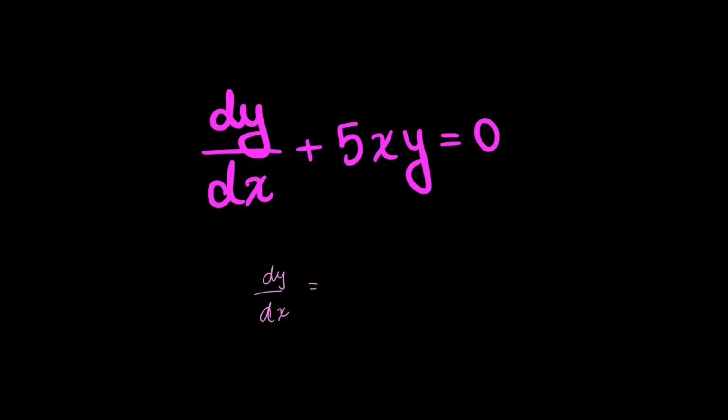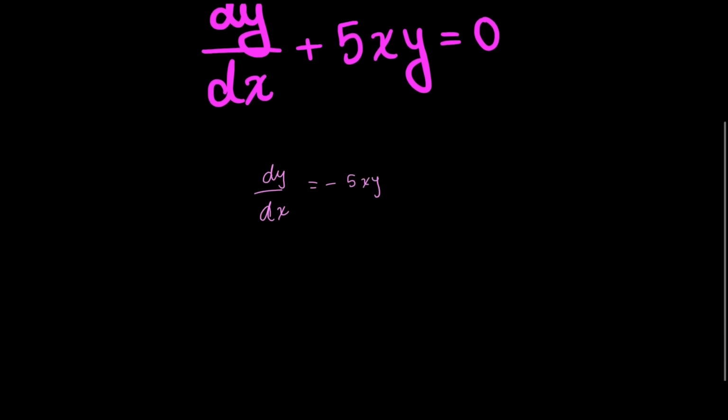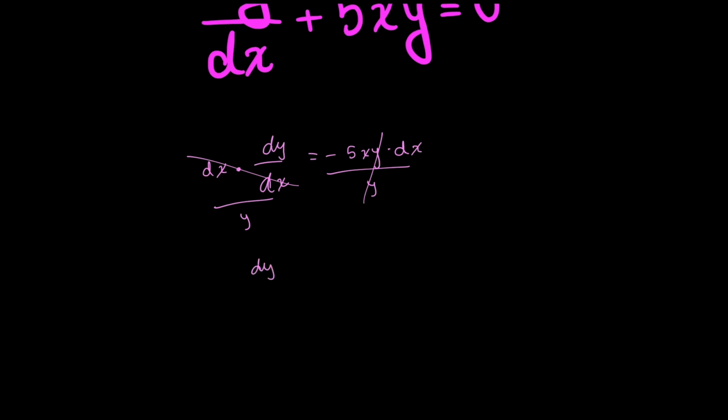so I'll be moving that 5xy to the other side, so I have negative 5xy on my right hand side. And now I can start the separation process. So what I'll first start by doing is I want to break up this derivative into free floating differentials. So what I'll be doing is I'll be multiplying by dx on both sides so that this goes away. I have a dx on this side, and then I want to isolate the y's and x's on one side, so I'll be dividing by y on both sides so that this goes away, and now I'm left with dy over y is equal to negative 5x dx.